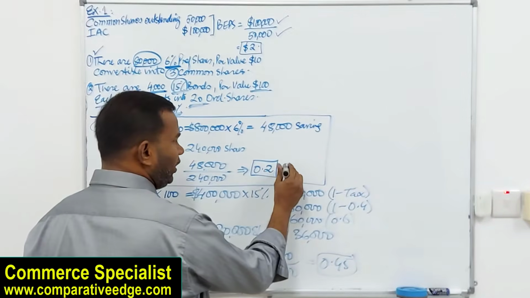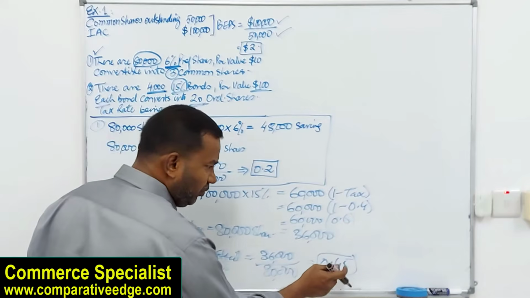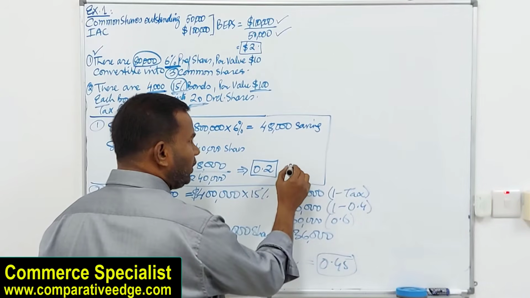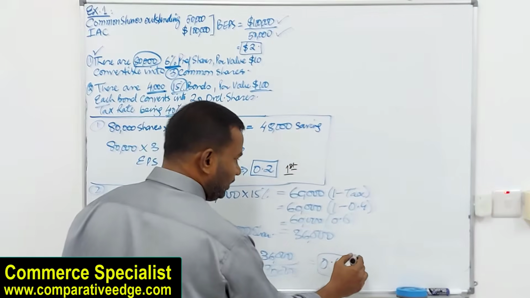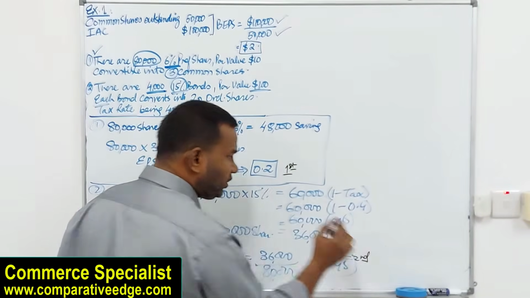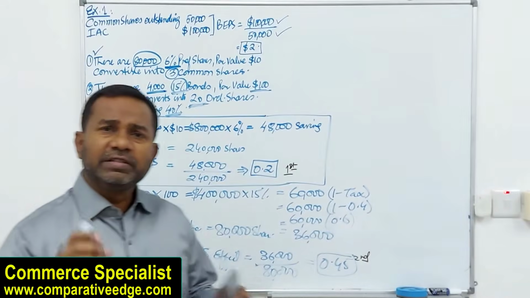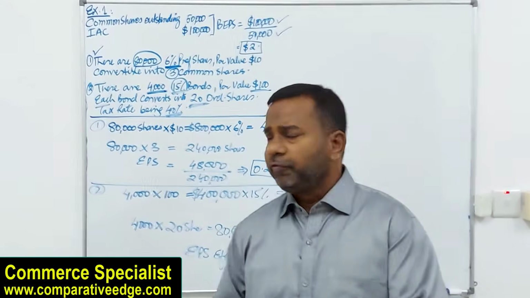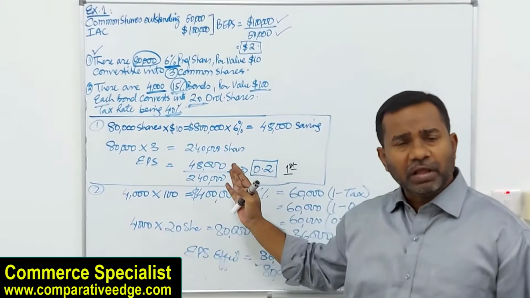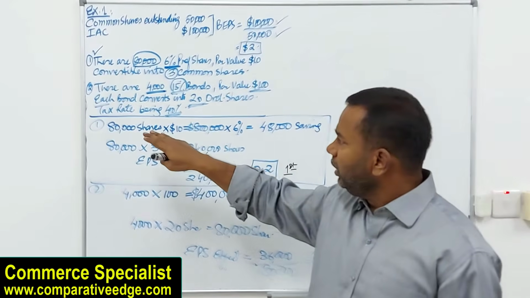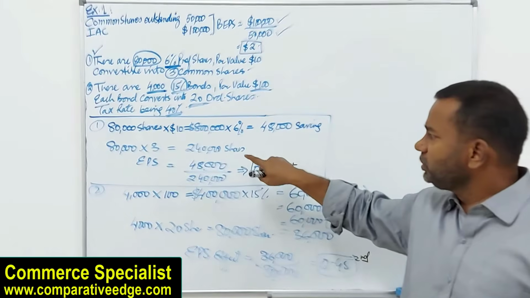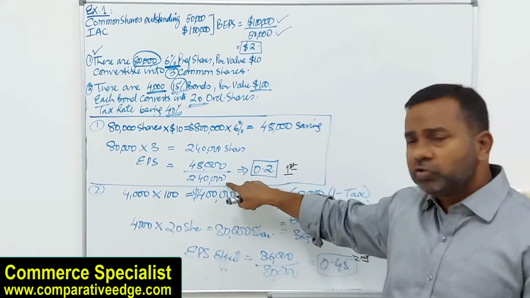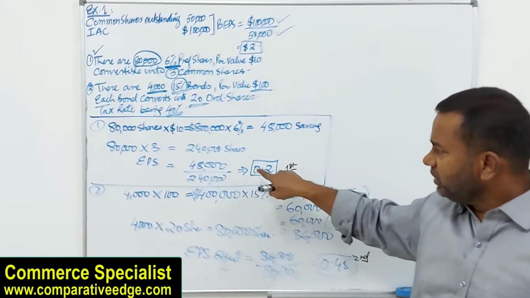Now one thing is very important, ladies and gentlemen: the EPS effect of preference shares is 0.2, and the EPS effect for bonds is 0.45. We have to rank them from lowest to highest. This is a very important step in calculating EPS. First, you calculate the conversion. As a result of conversion of preference shares, you are saving 48,000 in preference dividend, with 240,000 new shares.